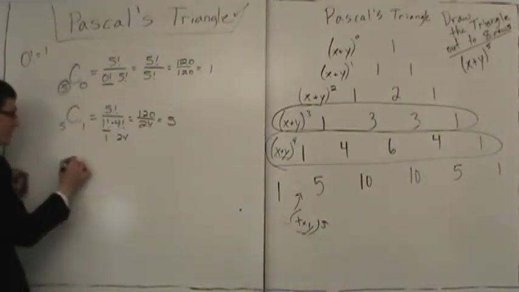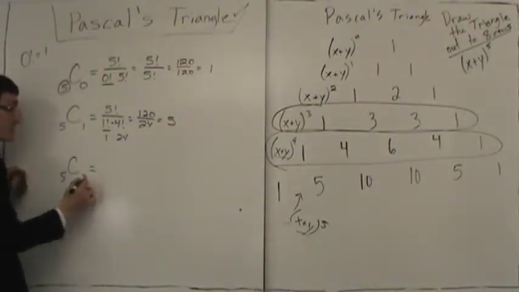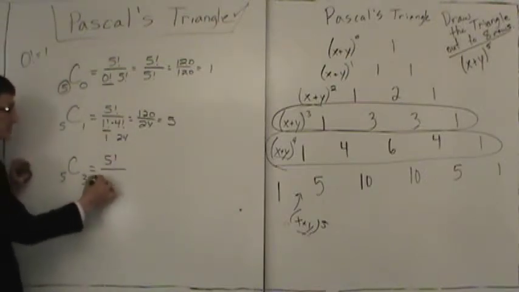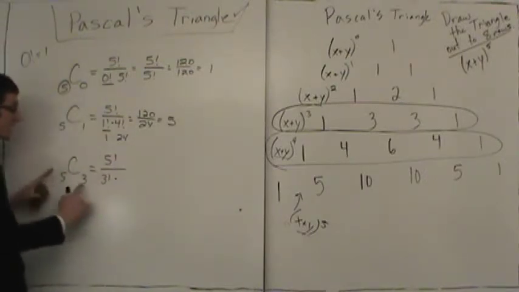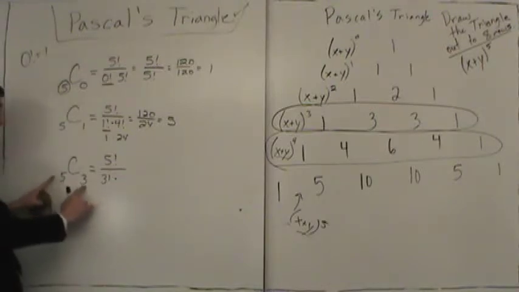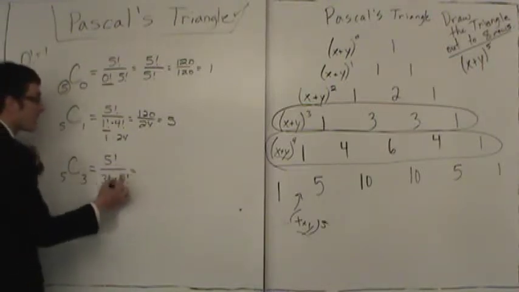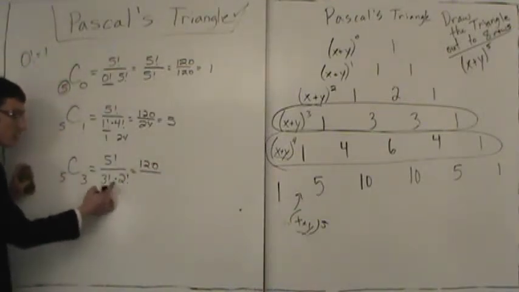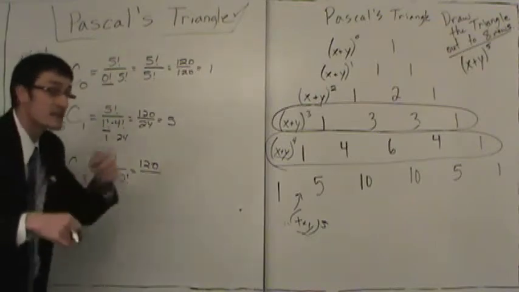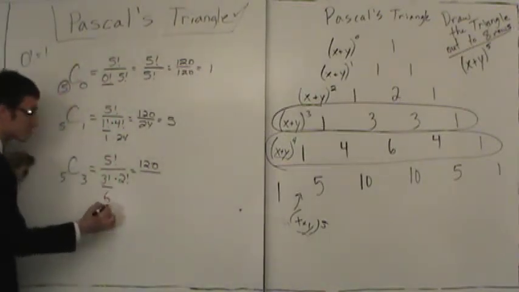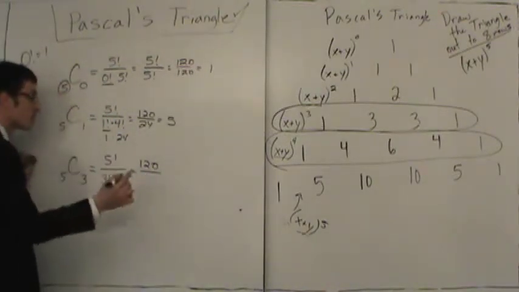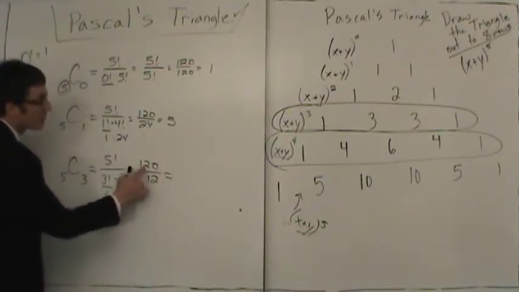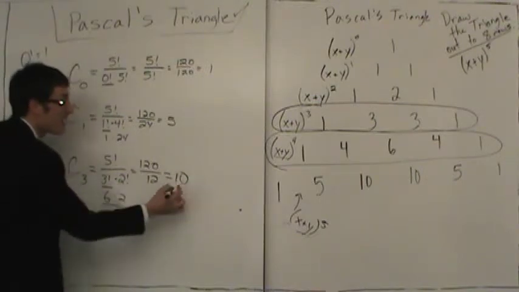Now, combination 5 choose 3. What is combination 5 choose 3? So we have what? 5 factorial over, what is this? 3 factorial multiplied by, now subtract the 2. 5 minus 3 is 2 factorial. So we end up with 5 factorial, which is 120 divided by, what is 3 factorial? Hopefully you remember that 3 factorial means 3 times 2 times 1, which is 6. 2 factorial means 2 times 1, which is 2, and 6 times 2 is 12. What is 120 divided by 12? Well, 120 divided by 12 is 10.